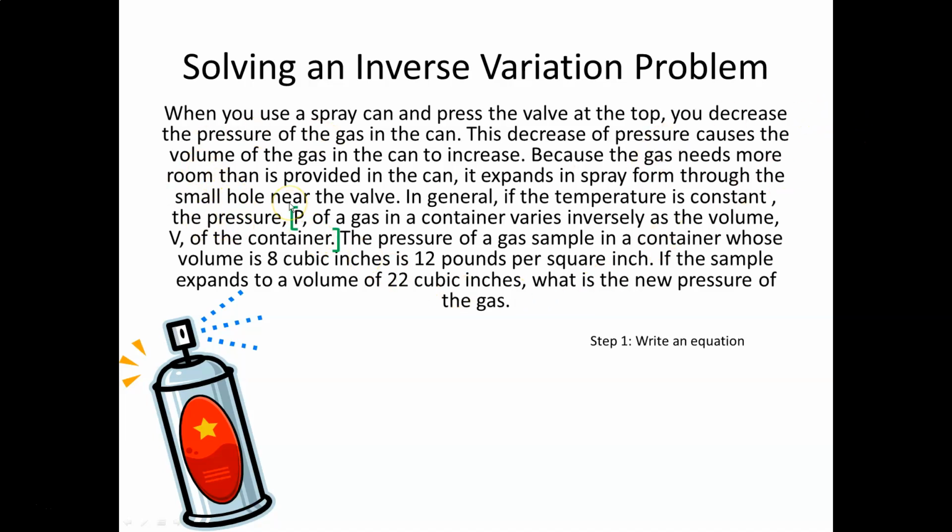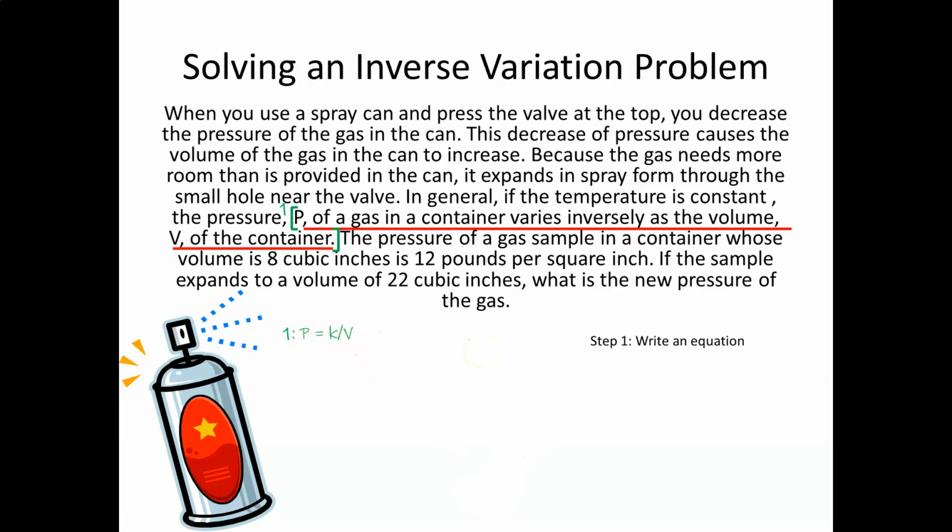So P of a gas in a container varies inversely as the volume V. So P varies inversely as V. So that's part one. We're going to write that right here. That's our formula. P equals K divided by V.